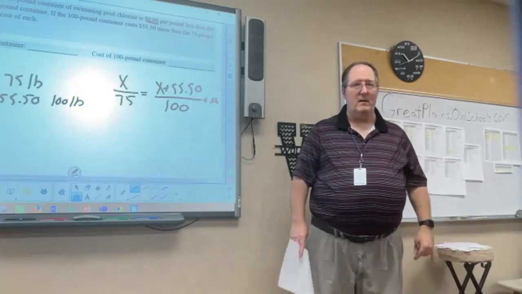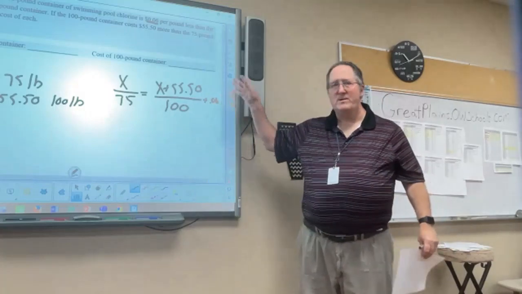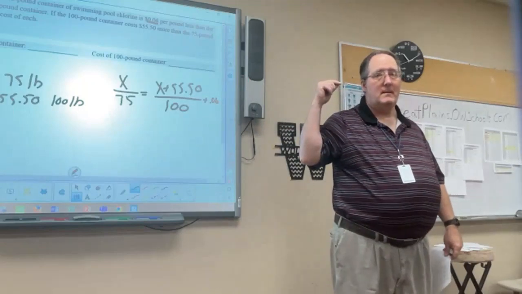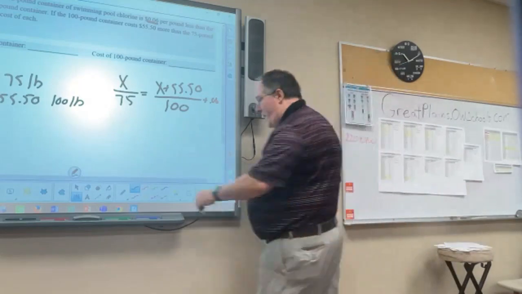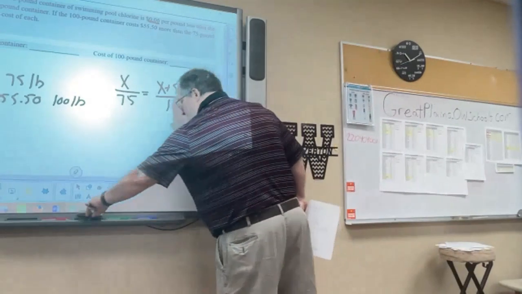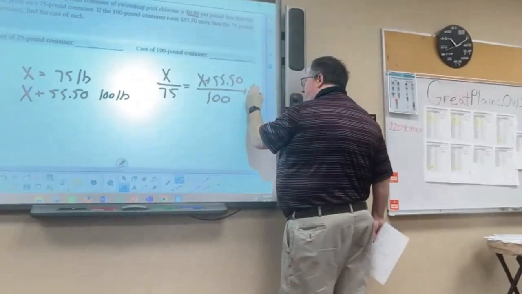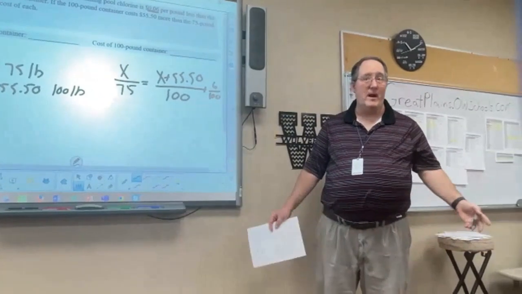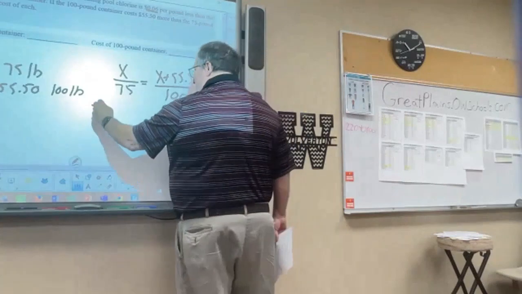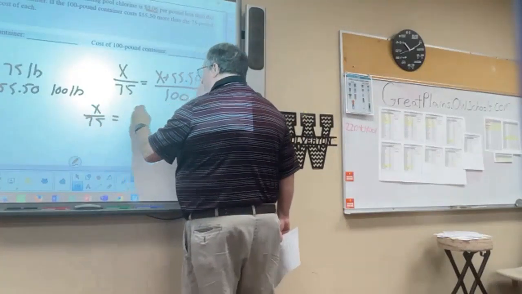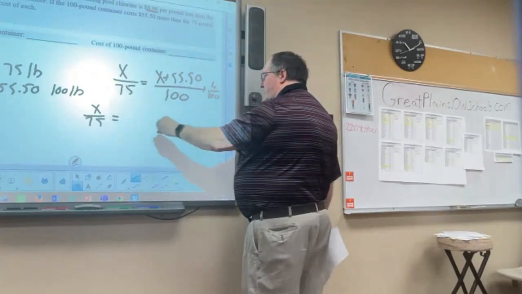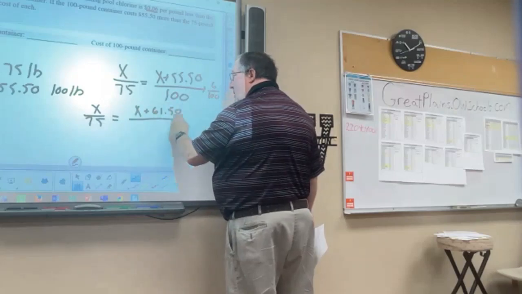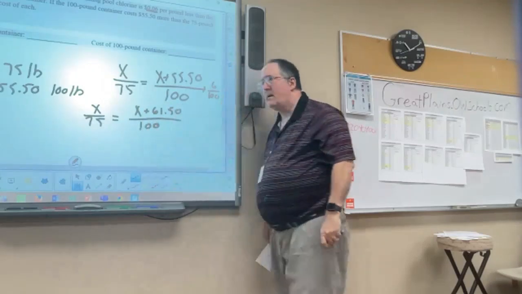Now we're going to start solving. Well, you really can't add these together, but 6 cents is how many pennies out of 100? 6. So I can rewrite this as 6 over 100. Now we have common fractions and we can add, common denominator. $55.50 plus 6 is $61.50.